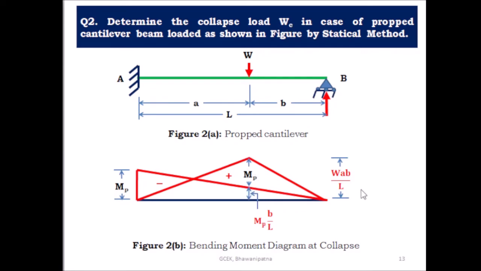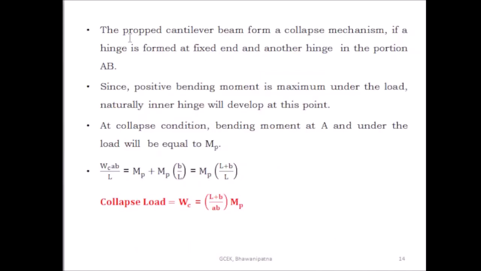From this equation we can find out the collapse load, because we take the maximum bending moment of the propped cantilever at the loading point and equate it with the plastic moment. Then from that relation, we can find out the collapse load by the statical method. The propped cantilever beam forms a collapse mechanism if a hinge is formed at the fixed end and another hinge is formed in the portion AB.